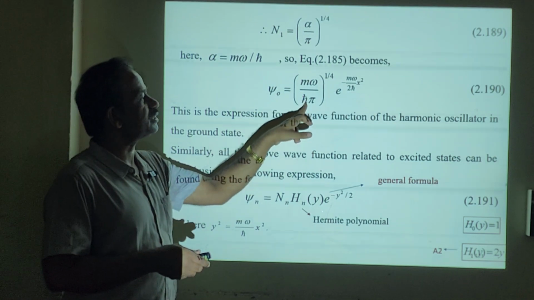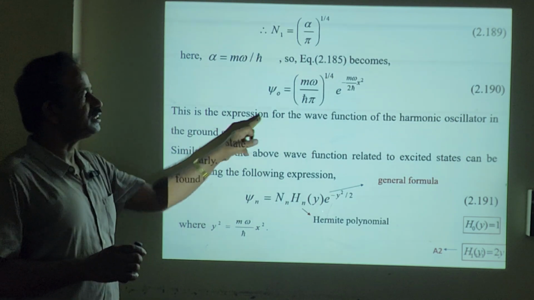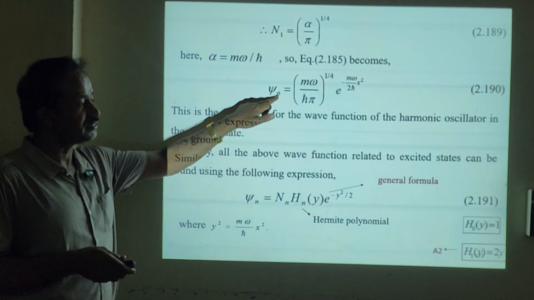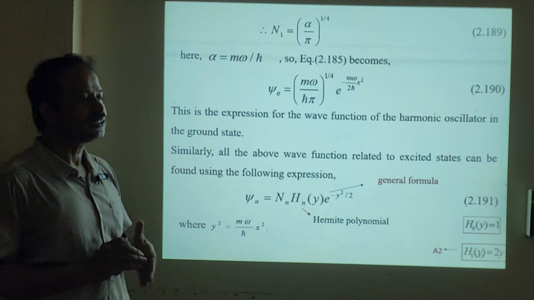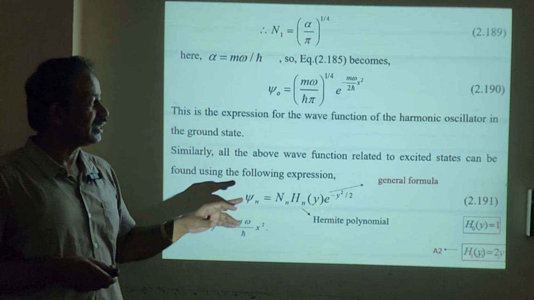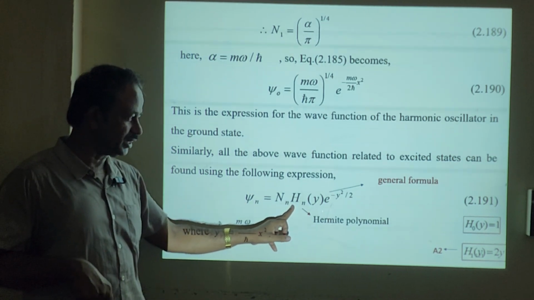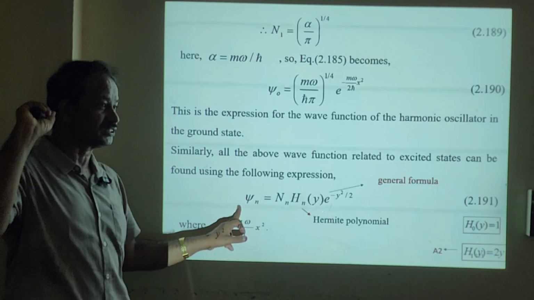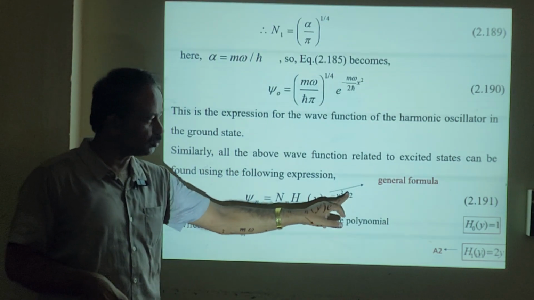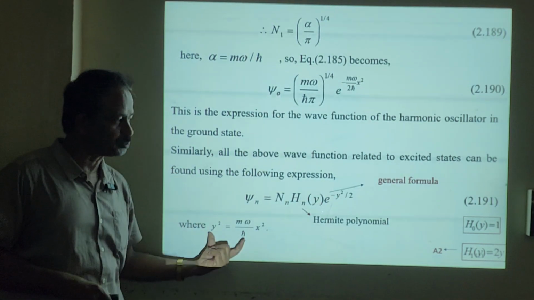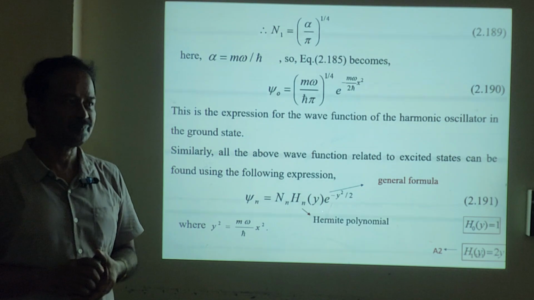This is (m omega by h bar) to the power 1 by 4, e to the power minus m omega by 2 h cross x squared. So this is the expression for the wave function of the harmonic oscillator in the ground state, psi naught. Similarly, for all the other excited states, we can find this. The equation is similar to the Hermite differential equation, and we are going to use the Hermite polynomial H n for the complete wave function. It's a general solution. The complete wave function psi n equals N H n of y e to the power minus y squared by 2, where y squared equals, we have changed this expression as well. This is your Hermite polynomial. So this total expression is a general formula.